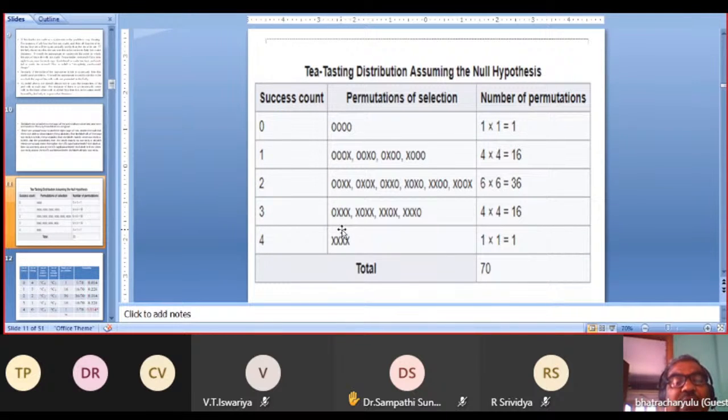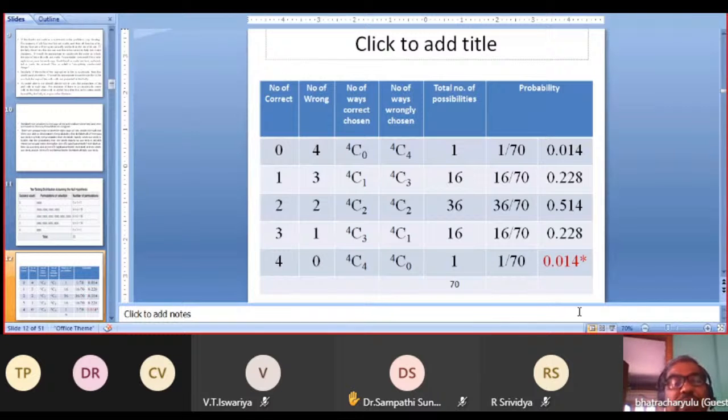So none is wrong in this case. Now, what are the possibilities that are involved in this case? Now, the same thing here. So the correct answer: zero correct, one correct, two correct, three correct, four correct.